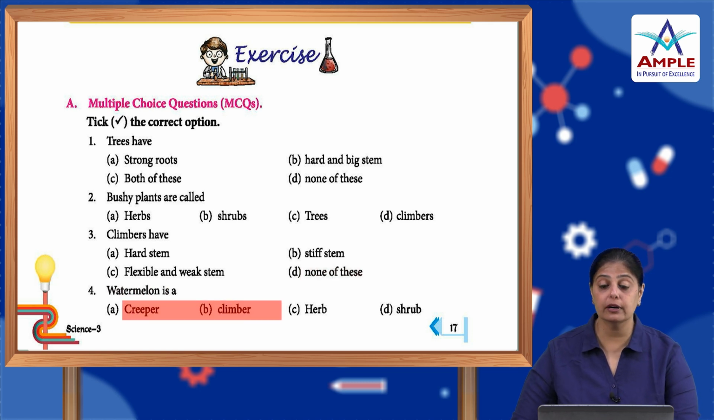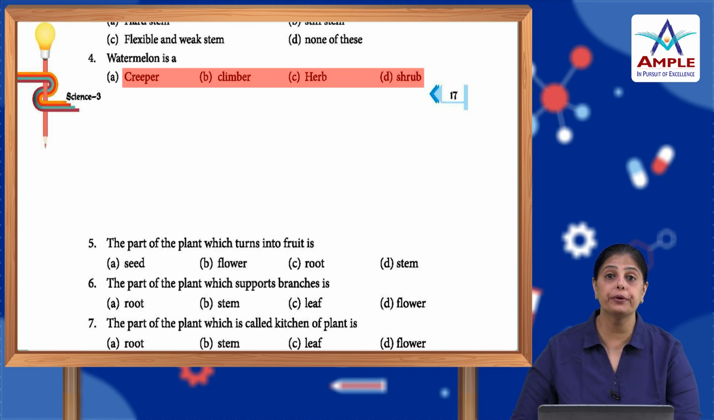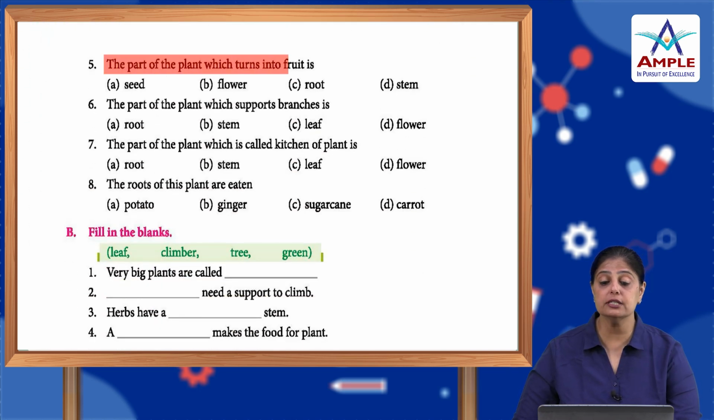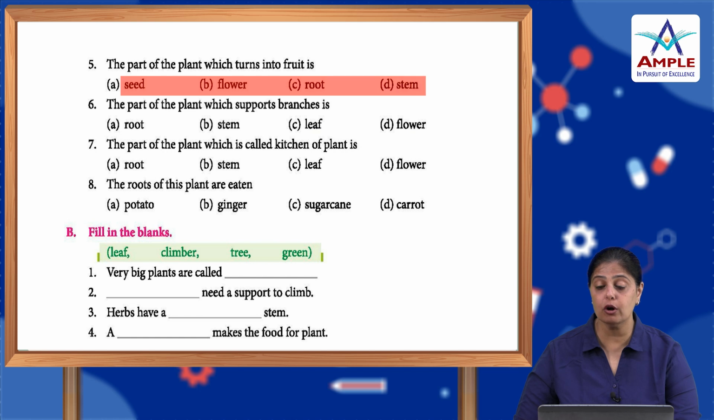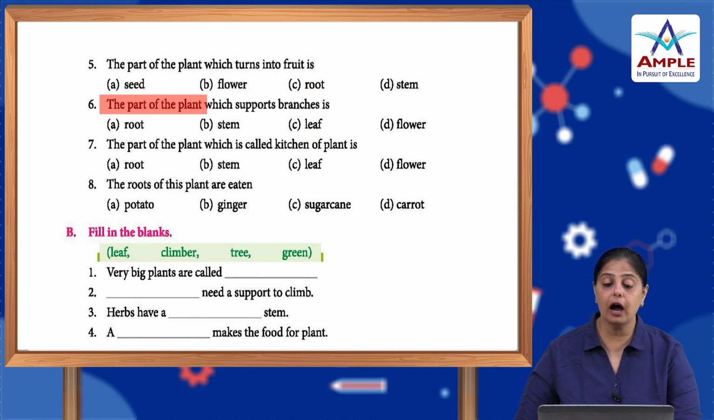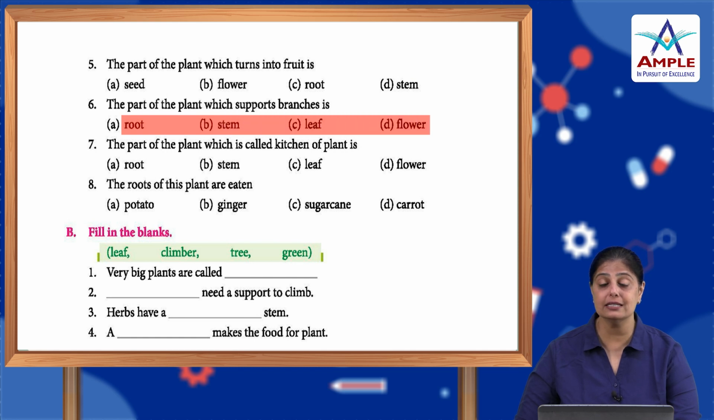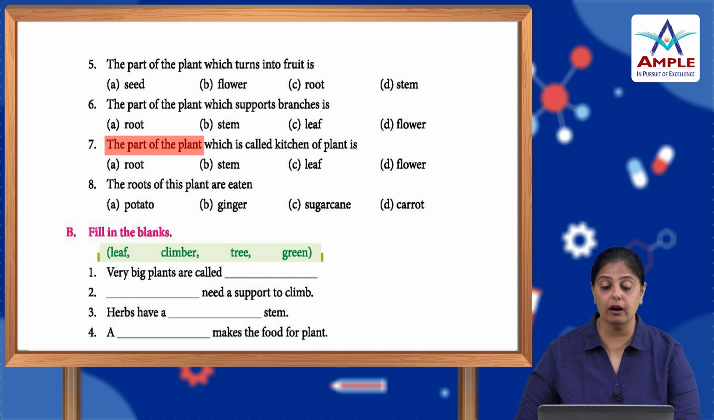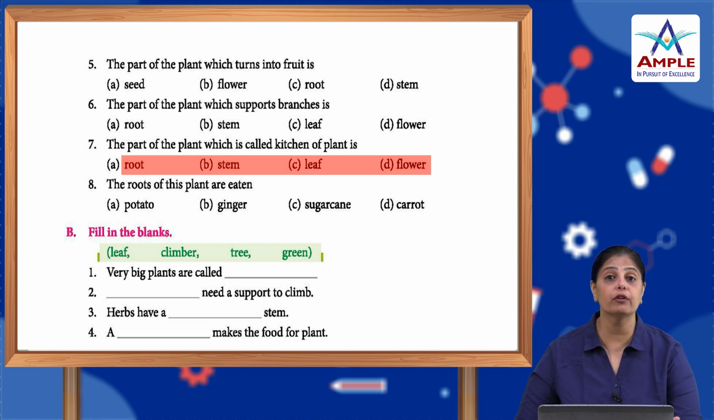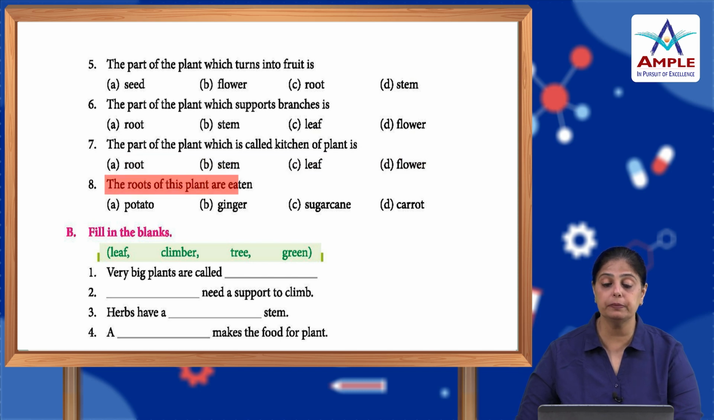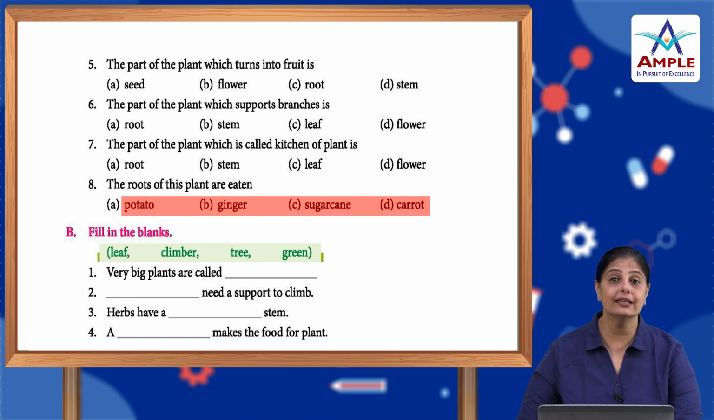Watermelon is a creeper, climber, herb or shrub? It is a creeper. The part of the plant which turns into fruit is seed, flower, root or stem? It is the flower. The part of the plant which supports branches is root, stem, leaf or flower? It is the stem. The part of the plant which is called the kitchen of the plant is root, stem, leaf or flower? The food is prepared on the leaf, so it is the kitchen of the plant, leaf. The roots of this plant are eaten: potato, ginger, sugarcane or carrot? It is the carrot.